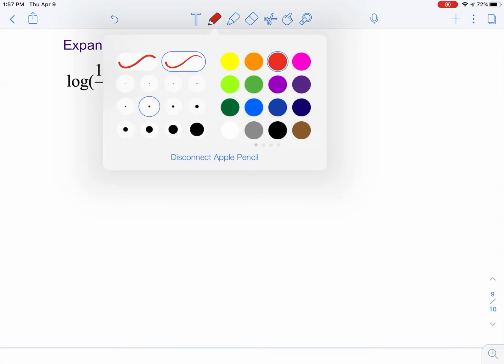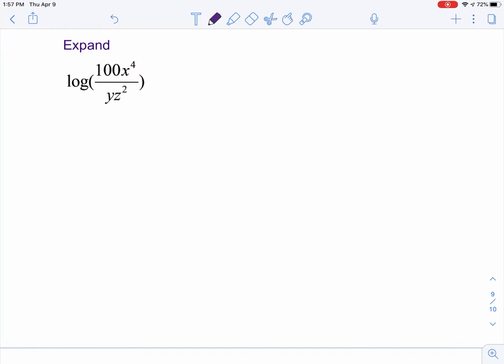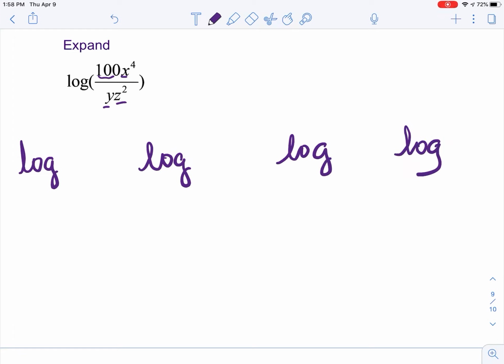All right, here we go. Our next one. On this one, we have a number and we still need to count that. So I have 1, 2, 3, 4. 4 logs. Whatever's in the numerator is being multiplied and they have addition signs. So I have log of 100 plus log of x to the 4th.